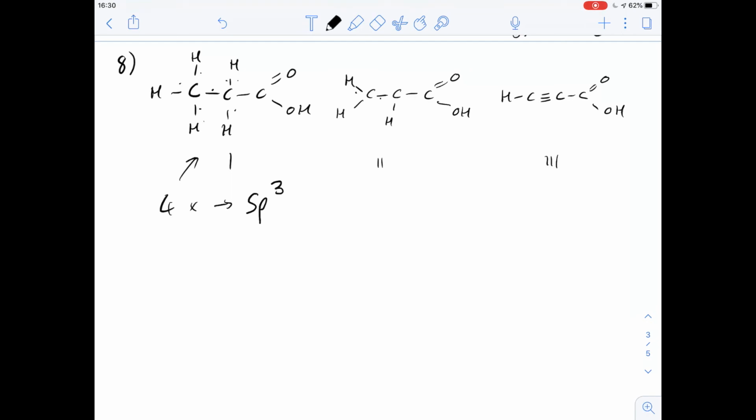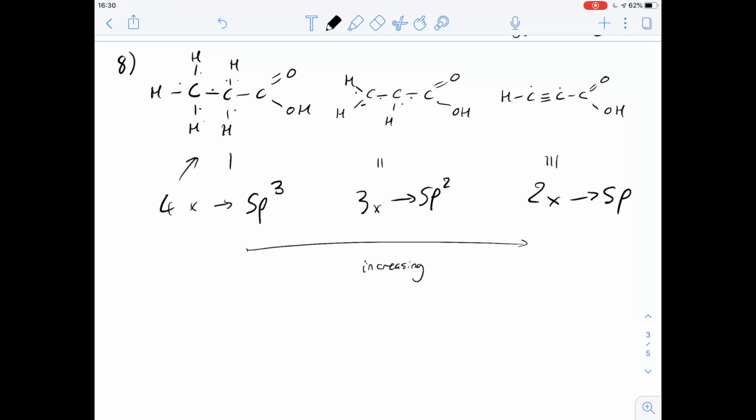Similarly, here we've got 3 attached to each carbon. It's bonding to 3 different things, meaning that it's going to be sp2. And that leaves us with this one, which has 2 carbon atoms each bonded to 2 other atoms, meaning that if they're going to have 2 different atoms attached to them, they're going to be sp. So we're given this range here, which we're told has increasing electronegativity. And we've already talked about how that means increasing acidity too.